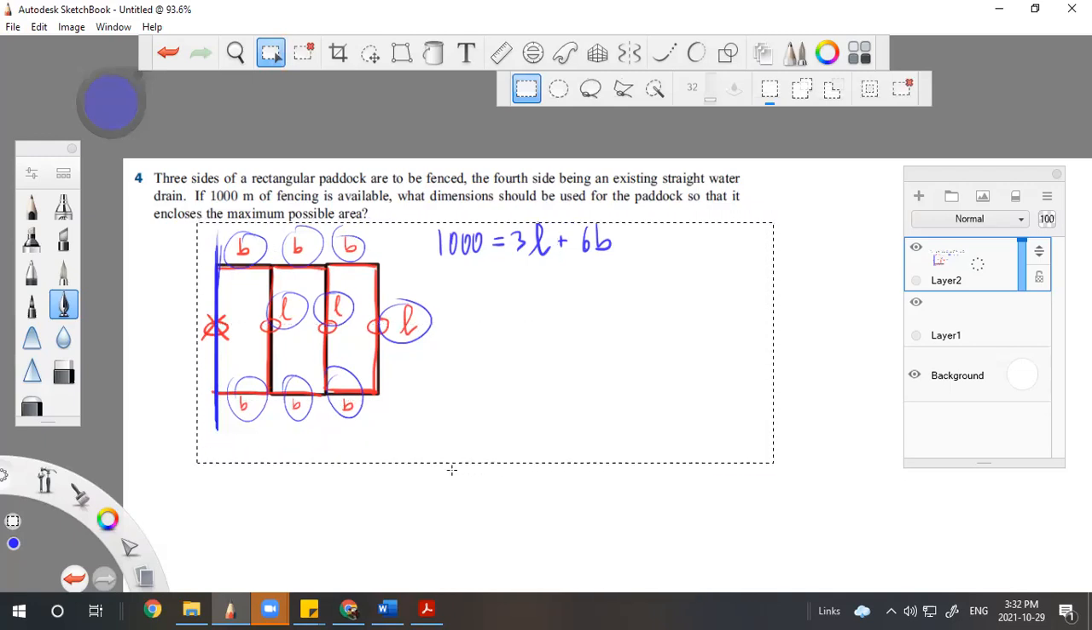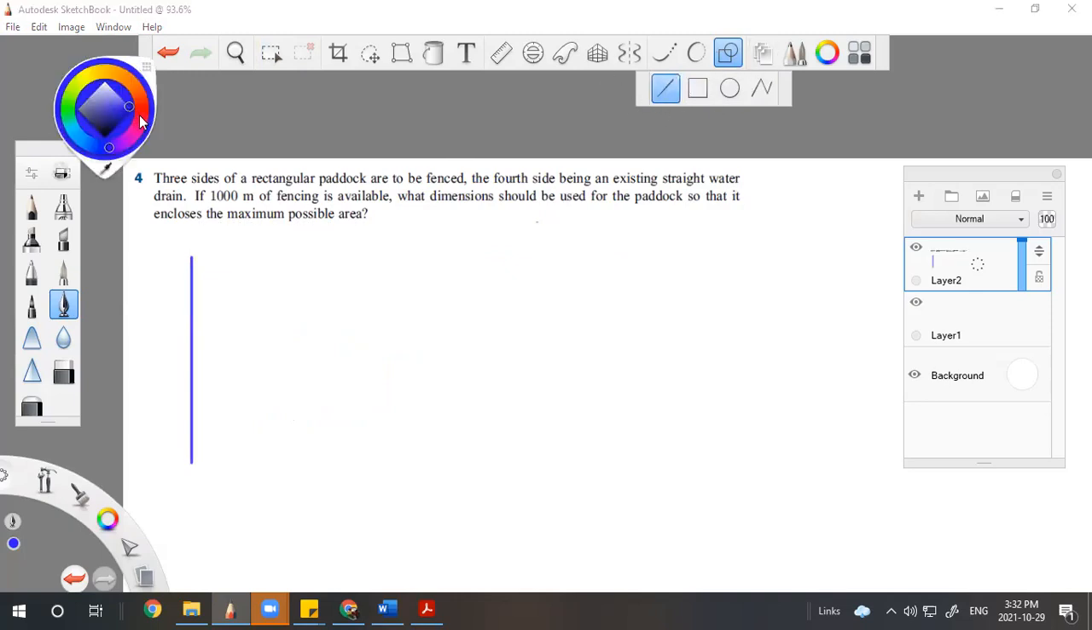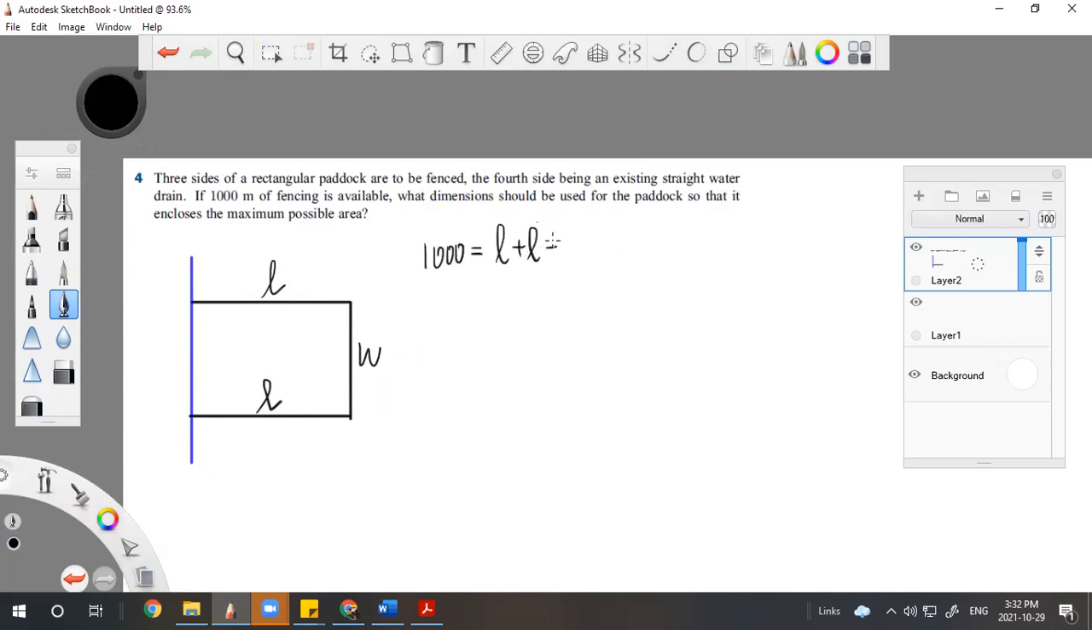There are three sides, not three rectangles. See here. I have the water drain here, so you don't have to put any fencing. And I have the fence put here. Three sides. Side number 1, side number 2, side number 3. That's it. This is X, for example. I'll just call it width. This is the length, right? And 1,000 is length plus width, because that's the fence. Fence is always on the perimeter. So 1,000 equals 2L plus W.